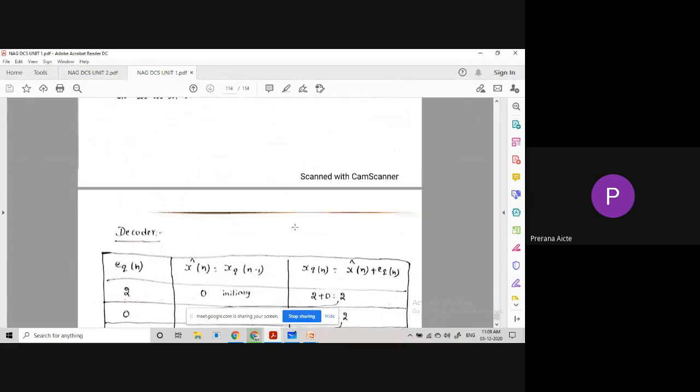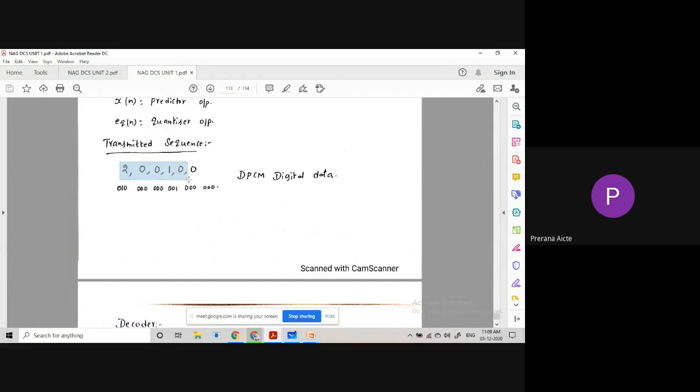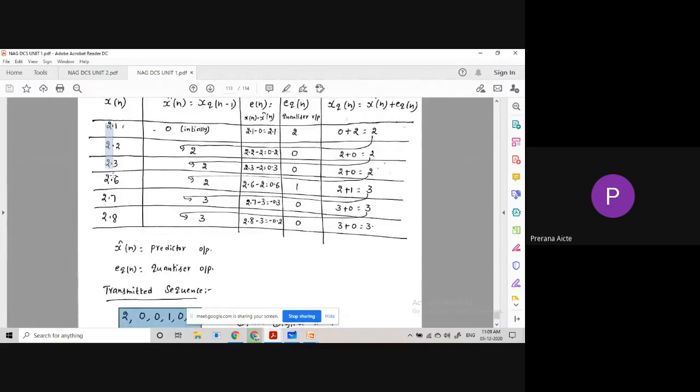Okay, this is the transmitter part. Then the decoder. What is the decoder? This is the transmitted DPCM data. It will be given as input to the decoder, and there it is added to the prediction filter output. Finally, we have to recover the input samples back.